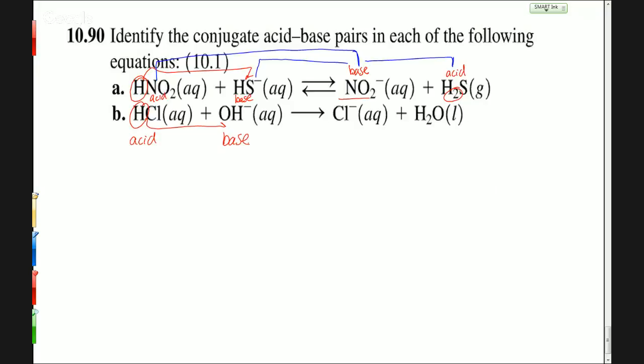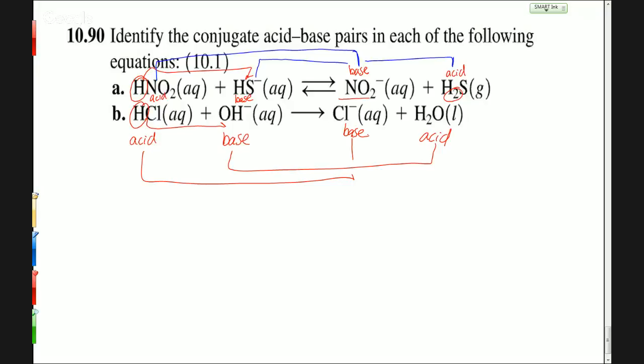So we can also pair these up with their conjugates. When that hydroxide takes the hydrogen ion, it becomes H2O, so H2O is the conjugate acid. When the HCl loses its hydrogen, it becomes chloride, and that's the conjugate base. So in any acid-base reaction, each side will have an acid and a base, and the acid from one side is the conjugate of the base from the other side, so they're together.